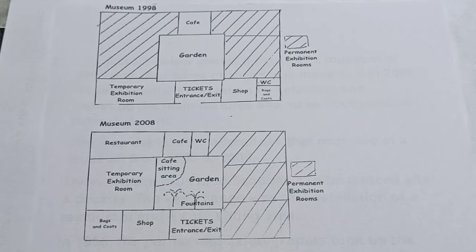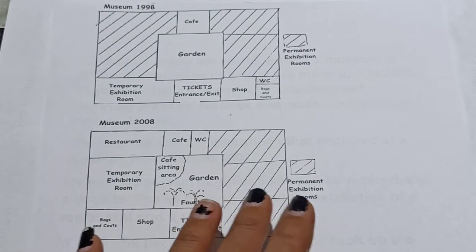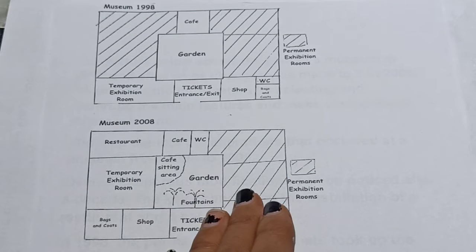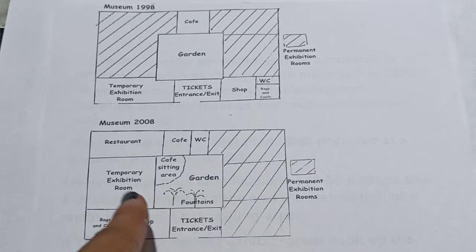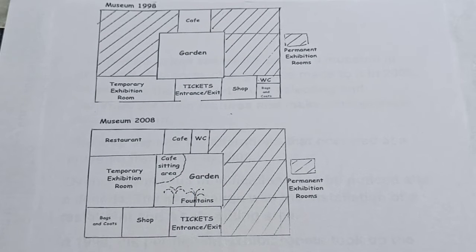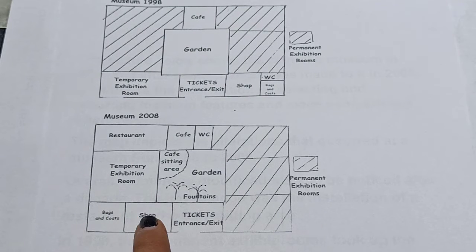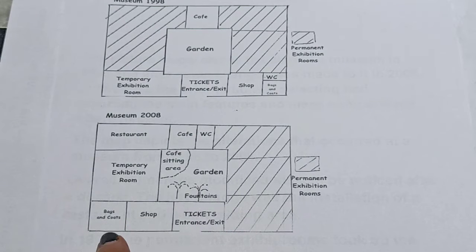So in 2008 we can see a lot of alteration. The whole permanent exhibition room has been shifted to the west side of the garden. From here also it is removed and shifted here, and the garden area has also been reduced to make a cafe sitting area and fountains. Ticket, entrance and exit remain the same. The temporary exhibition room has been shifted from here, and the shop and bag and coat rooms were shifted here.